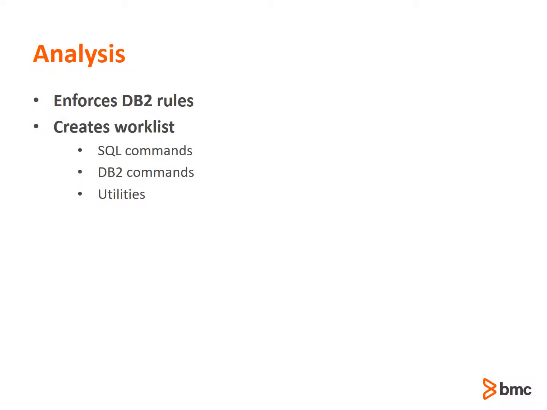After you have finished making changes in specification, you need to analyze the work ID. Analysis will ensure that all of the changes follow the rules for archive tables and archive-enabled tables. If analysis discovers an error, it will issue an error message and it will not create a work list. If there are no errors, analysis will generate a work list. The work list will have SQL commands, DB2 commands, and any required utility commands.